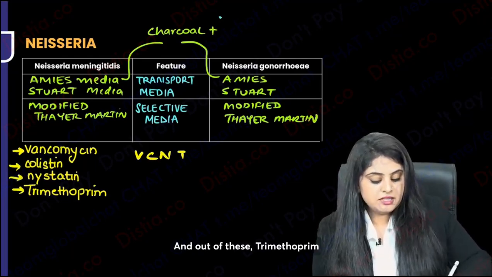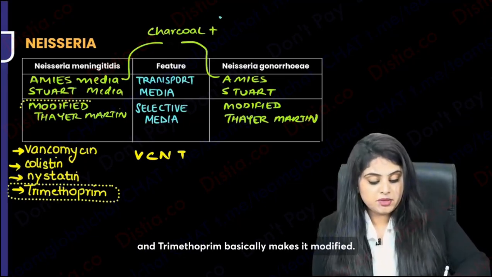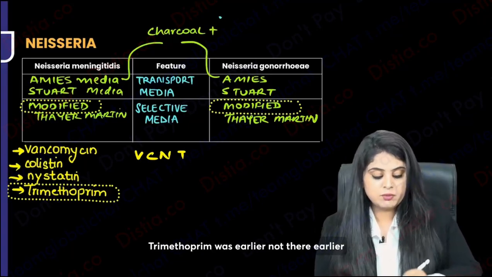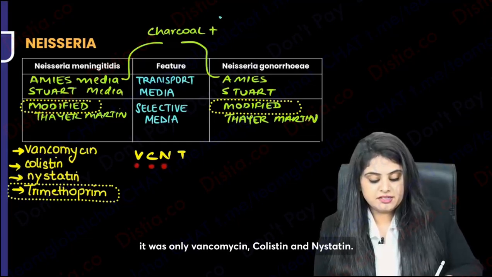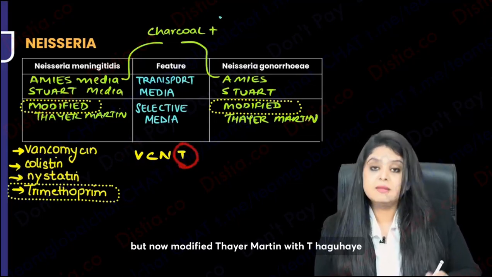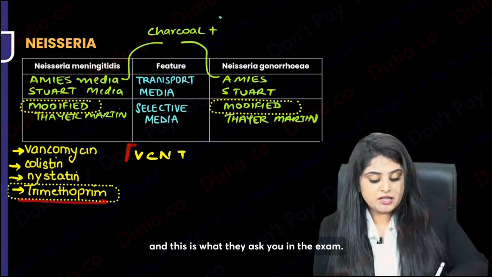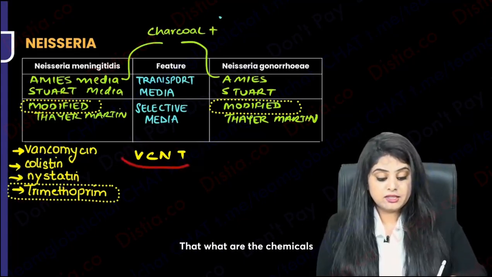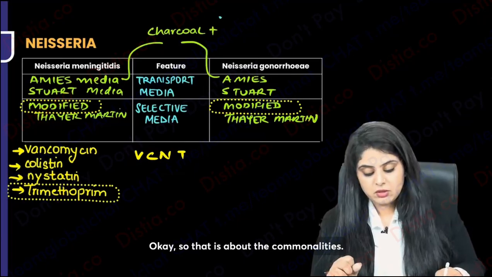And out of these, trimethoprim is the one that was added in the later part, and trimethoprim basically makes it modified. Trimethoprim was earlier not there. Earlier it was only vancomycin, colistin and nystatin. So that is what was making Thea-Martin. But now modified Thea-Martin mein T add hua hai. That is trimethoprim has been added. And this is what they ask you in the exam, that what are the chemicals that are a part of the modified Thea-Martin medium. Okay, so that is about the commonalities.